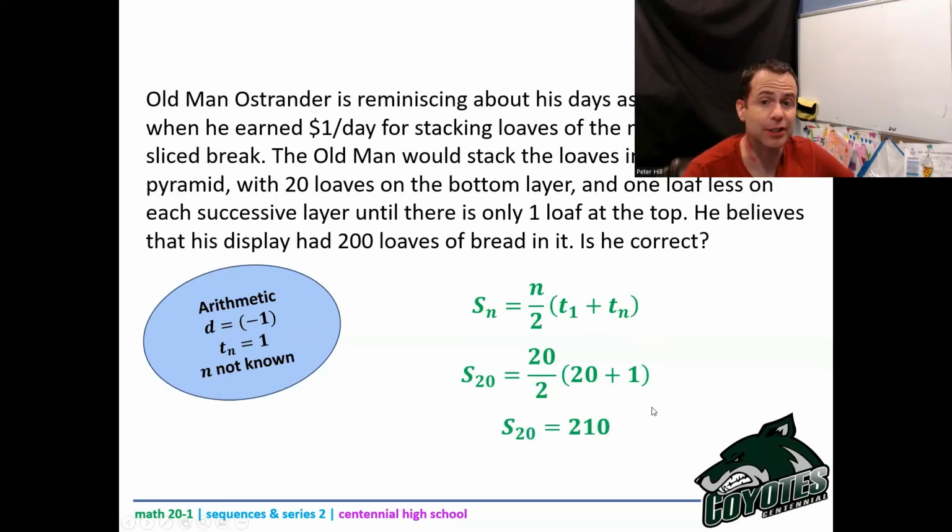So there's actually 210 loaves of bread in that little pyramid, which I would say isn't that little of a pyramid, but there are 210 loaves of bread. So Ostrander was not correct here. There was actually 210 loaves of bread.